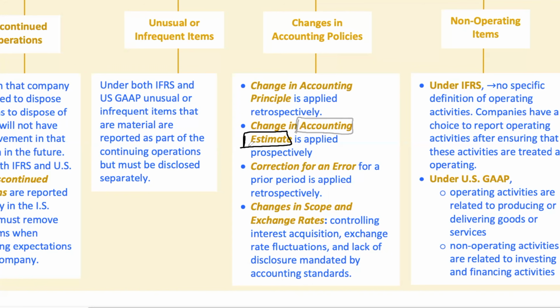Next, we have changes in accounting estimates. These are adjustments made when new information becomes available, affecting things like the useful life of assets or expected bad debts. Unlike policy changes, these are applied prospectively, meaning they only affect current and future periods. No need to go back and restate the past.